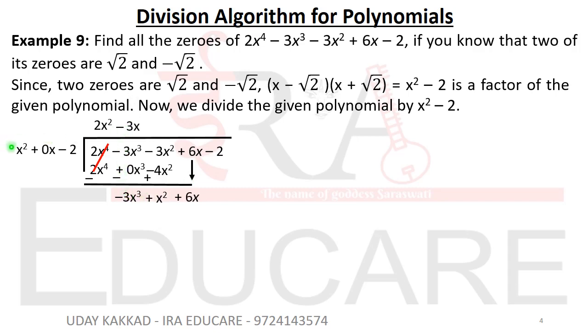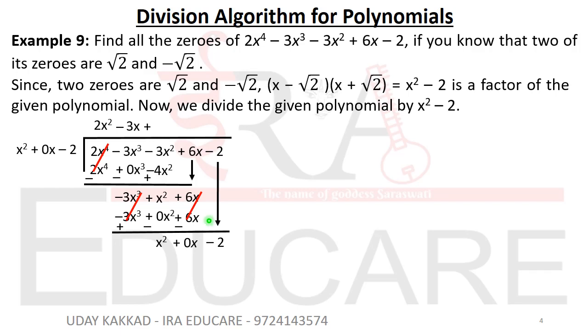Now multiply 3x with this divisor, so you get 3x cube, here 6x and 0 as it is. I am putting 0 for reference only. If you are comfortable with this, you need not put the 0x square. Change the sign. 3x cube gets cancelled, x square as it is. Now 6x gets cancelled, and this minus 2 is here, so you get x square minus 2, right?